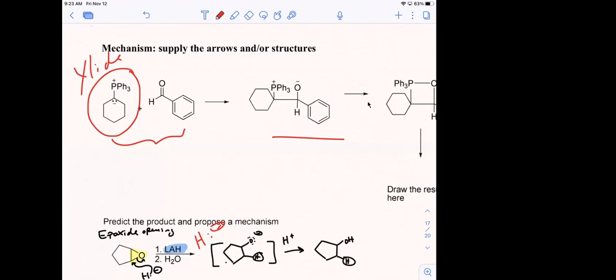It's an ylide. Think about pronouncing it like that. So think of the Y-L-I-D as ill-id. So it's an ylide. Okay. All right, so that's my ylide.